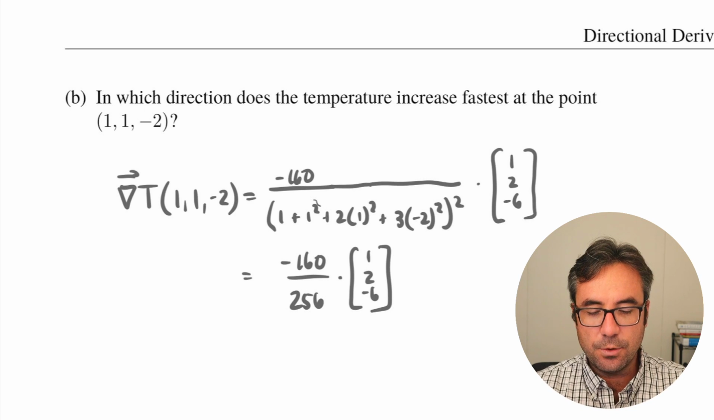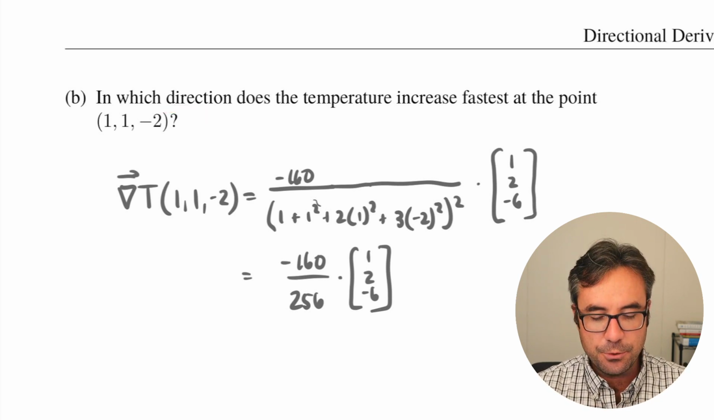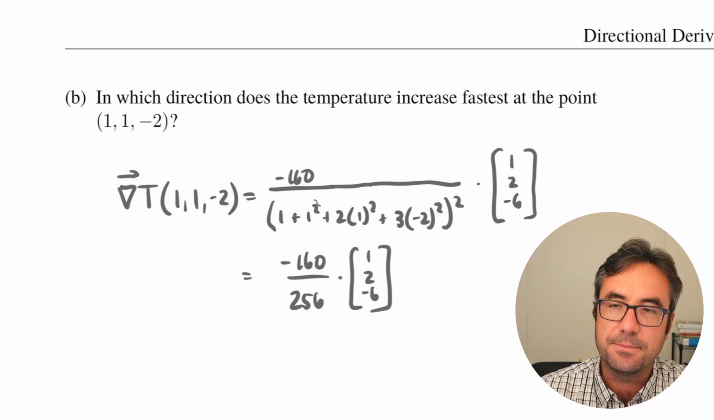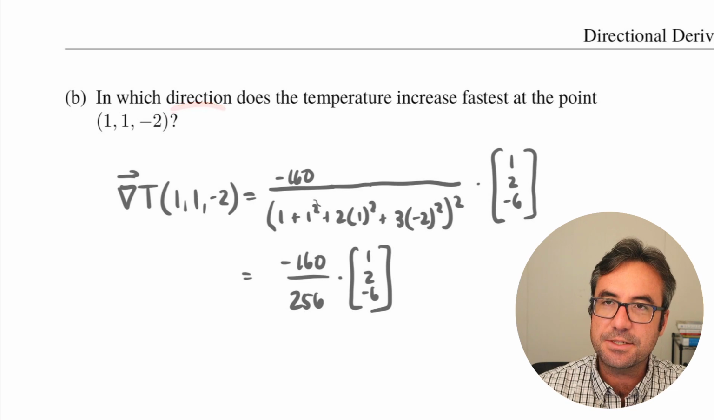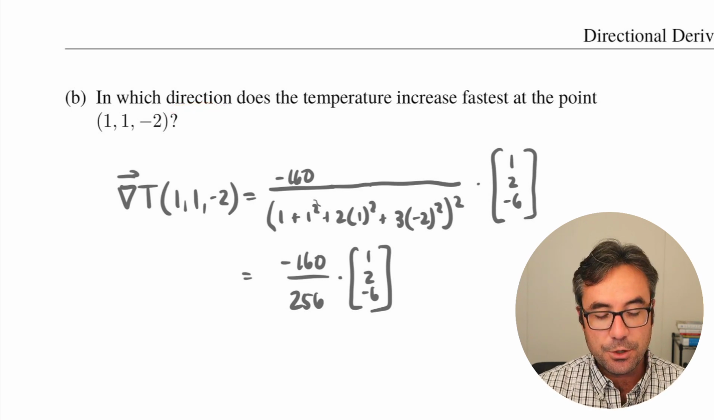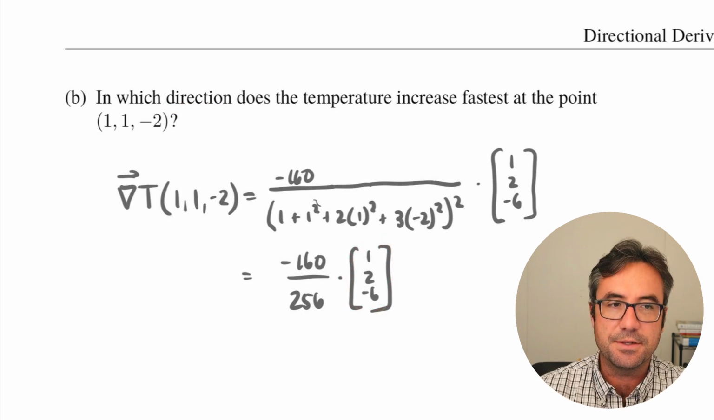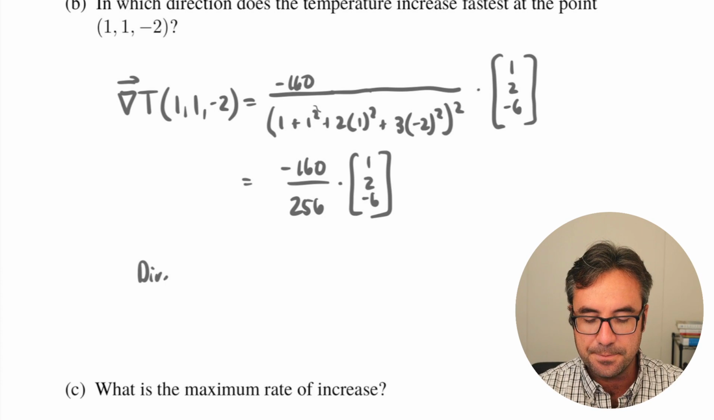Now, it's asking us for the direction. We could use this whole thing perfectly fine, but it's not asking for a unit direction. It only wants just a direction. So we could just use the vector component of this, just to make it a little bit easier to read.